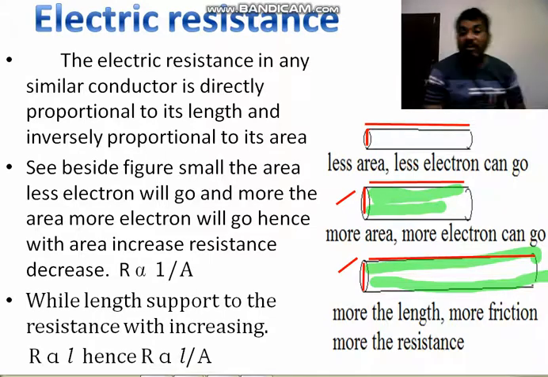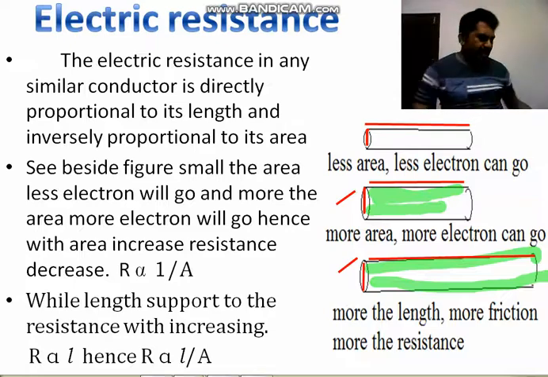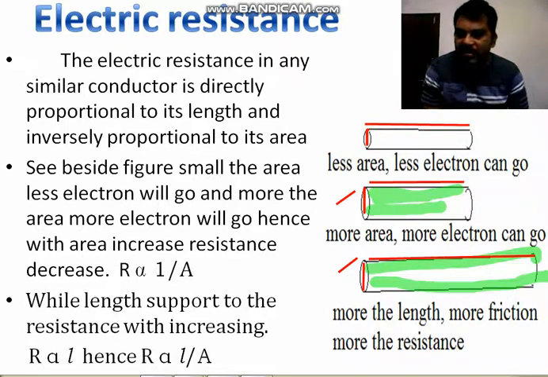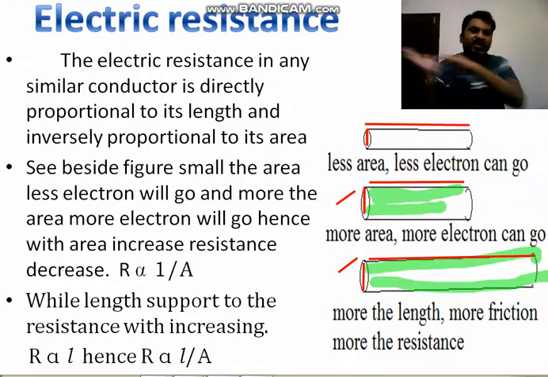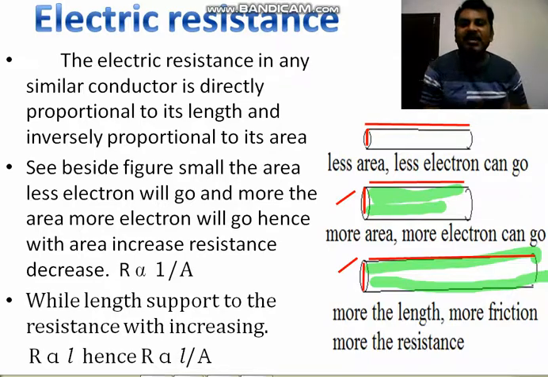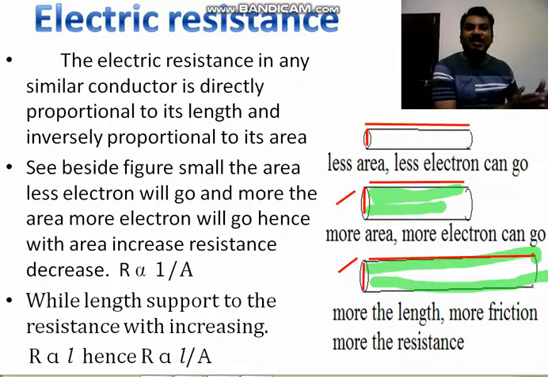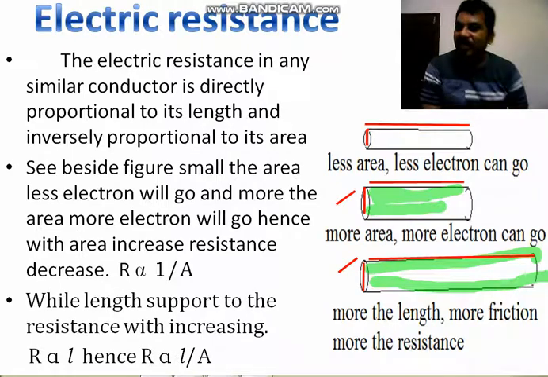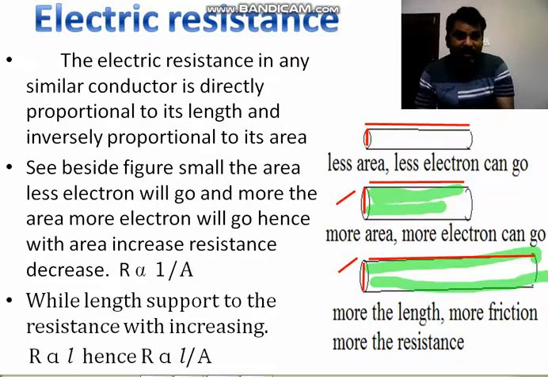Okay, so hope that you understand that where the length is more, there is more resistance, and where the length is less, there will be less resistance. So hope that you understand the idea. So with the length, resistance is increasing, because as the length increases, more resistance will come, and so resistance will increase. So R is directly proportional to L.